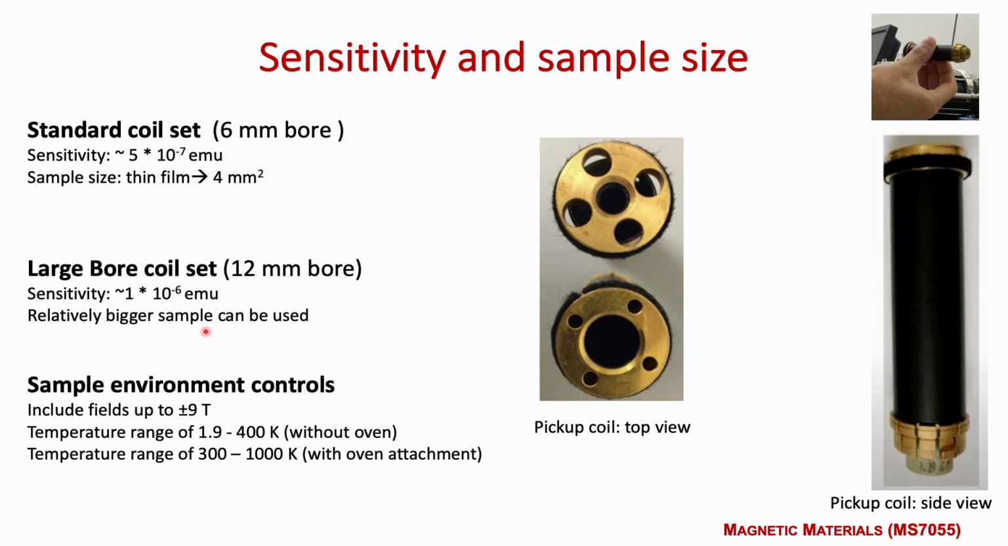The sample environment can be controlled in the range of plus minus 9 Tesla magnetic field. The temperature range is from 1.9 Kelvin to 400 Kelvin if you are not using the oven. If you are using the oven, then we can extend this range up to 1000 Kelvin.